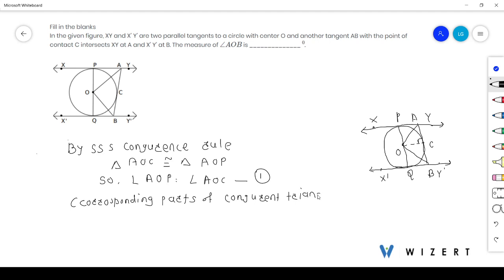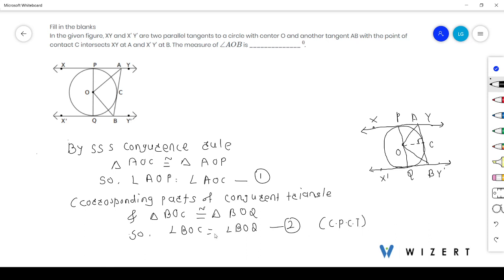Similarly, by the SSS test, triangle BOC is congruent to triangle BOQ. So, by CPCT, angle BOC equals angle BOQ. Suppose this is equation number 2.